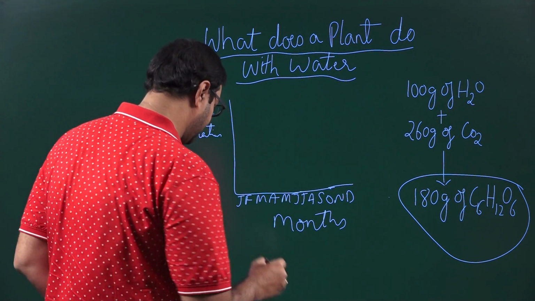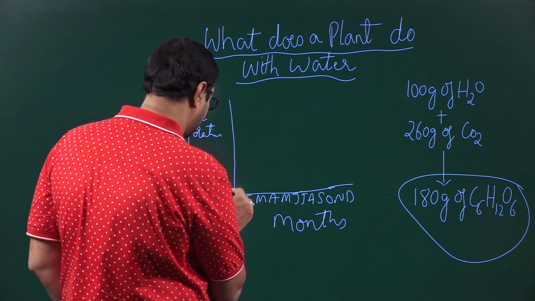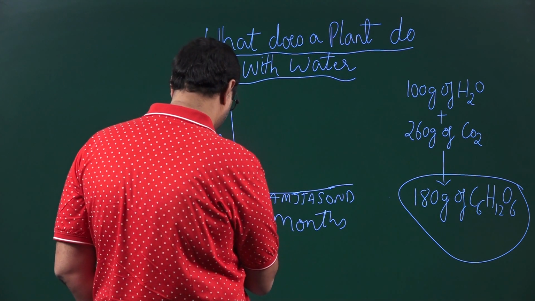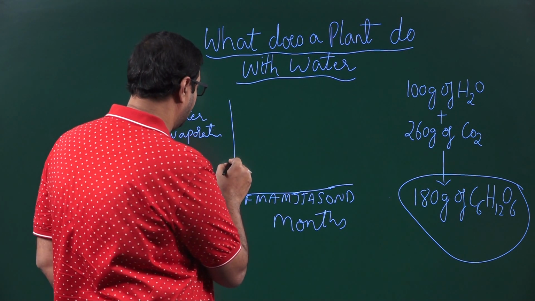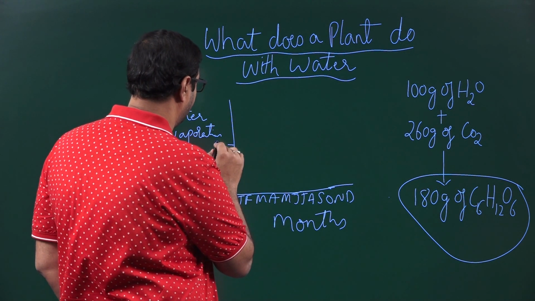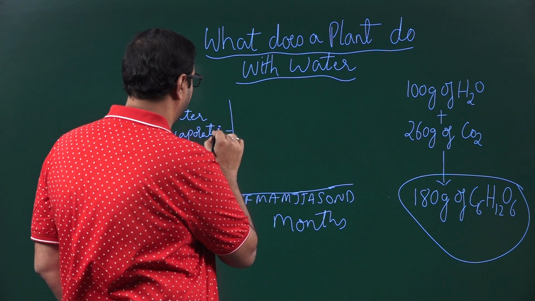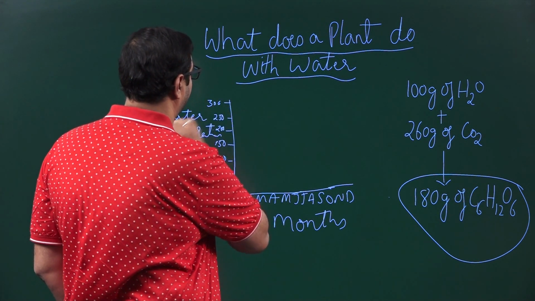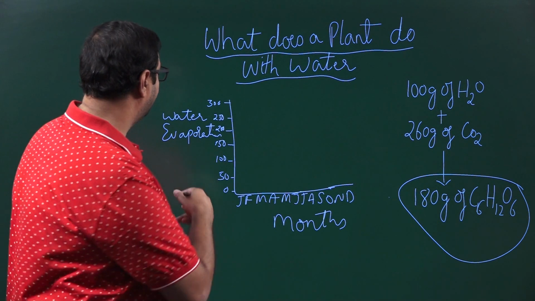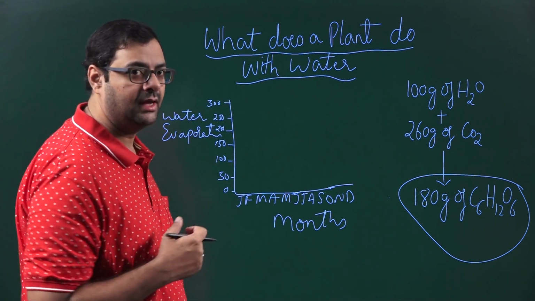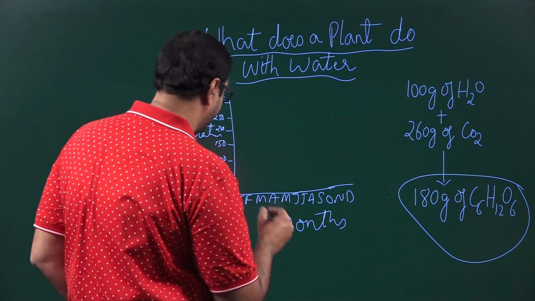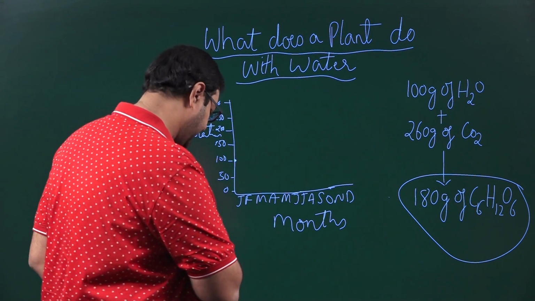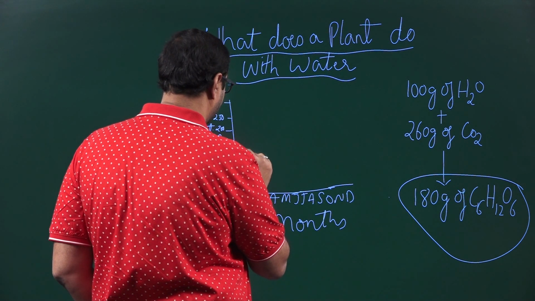Now here we'll take from 0, then 50, we'll take a scale of 50, then 100, then 150, then 200, 250, 300. Now, this is the rate of evaporation of water. Say for example, in January, the rate of evaporation is say 100 ml. Then in February, it keeps on increasing.